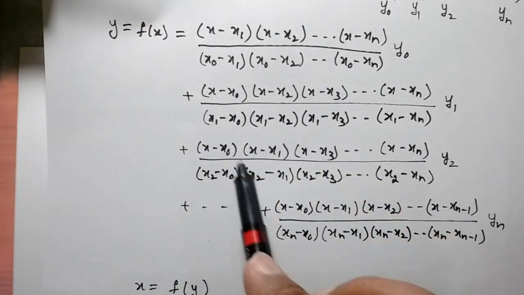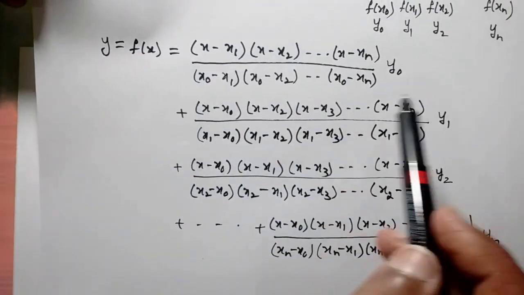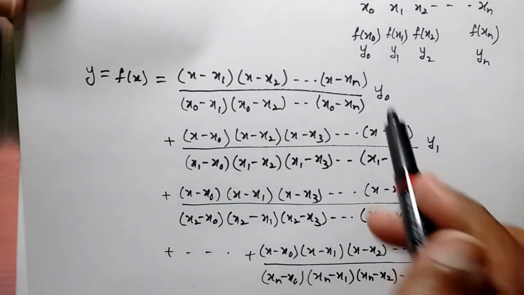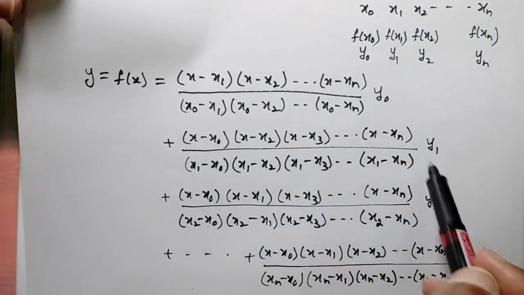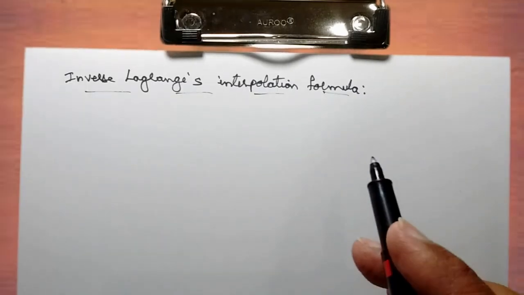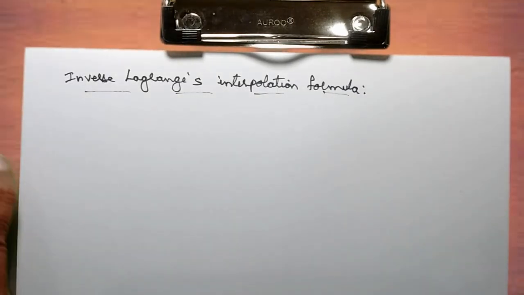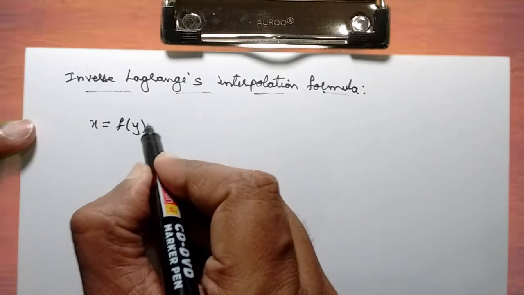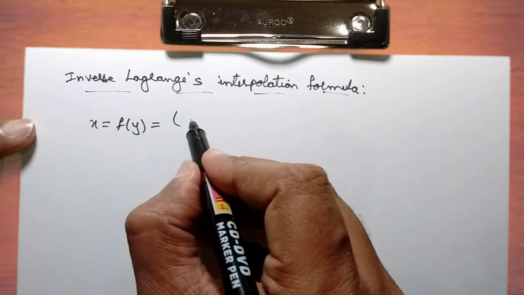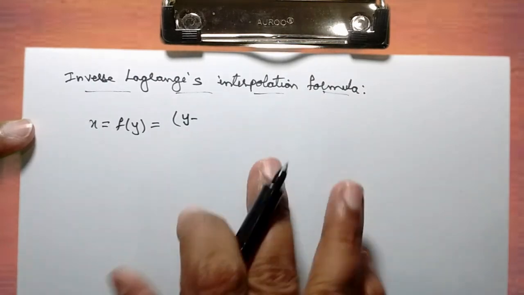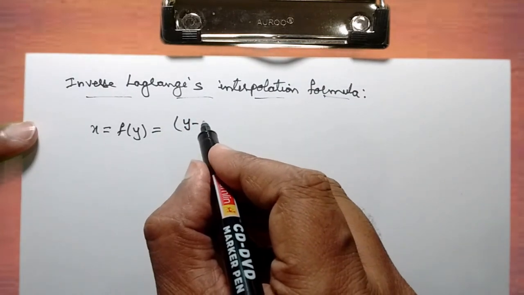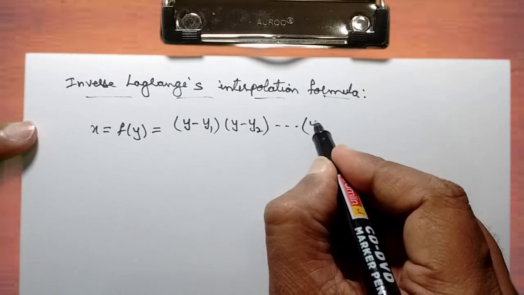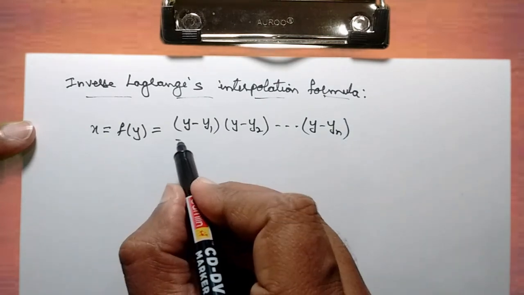Which means that wherever you have got x, you will be getting y values, and wherever you have got y values, you will be getting x. That is what we have to do. So replace the values of x by y and y by x, and you will be getting the inverse Lagrange interpolation formula. So let me write down. The formula will be x is equal to f of y is equal to. You will be writing all in terms of y. So y minus, the first term y0 will be missing, so y minus y1, y minus y2, and so on, y minus yn, whole divided by.